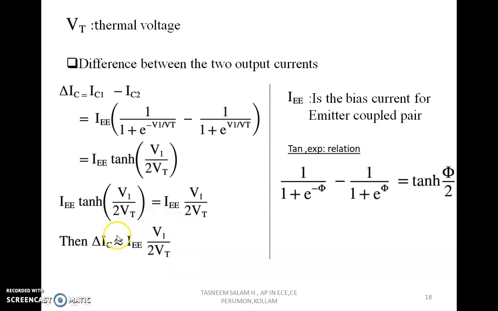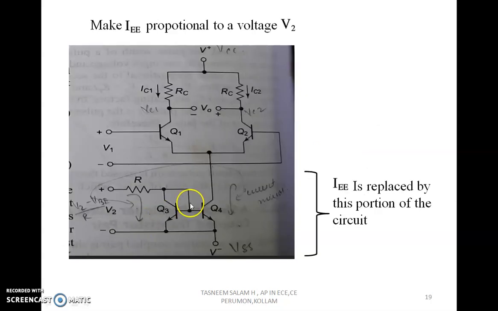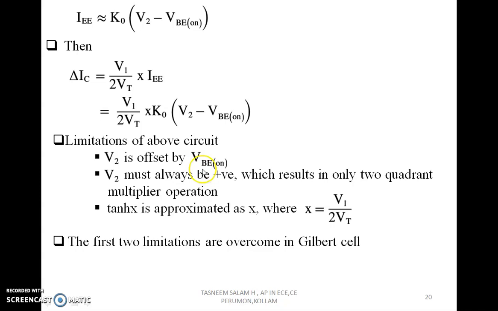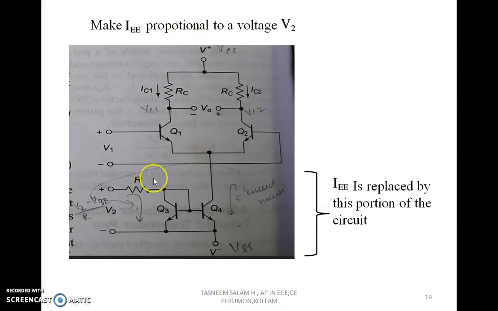So we are now going to represent this IEE in terms of a voltage. That is shown in this circuit, that is the IEE is made with the help of a voltage V2. Thus IEE is replaced by this portion of the circuit, and this is a current mirror circuit. So here IEE is equal to K0 into V2 minus VBE on. That is, we will get a current over here, that is V2 minus VBE on, the voltage here, minus V2 by R.